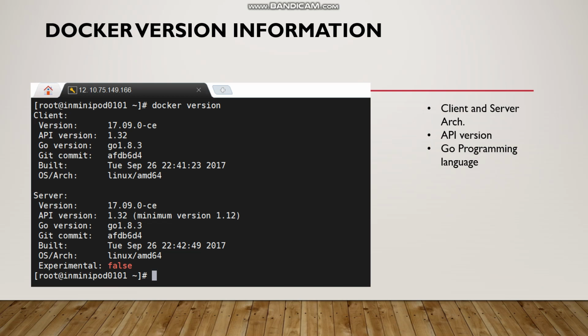In a similar way, you have the server version. The server also has API version and Go version. Since this is a single installation on a single machine, both API versions are the same as well as the Go versions. But once you start the Docker client on a different machine and the Docker server on a different machine, you need to make sure that both the API versions are the same.